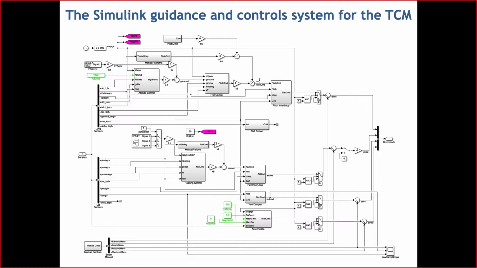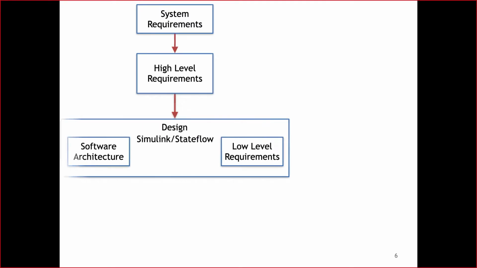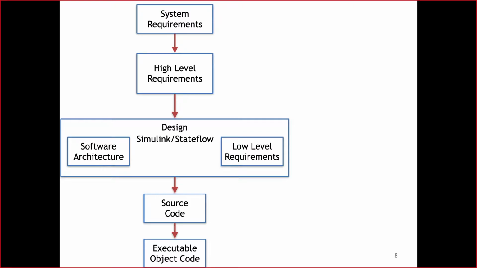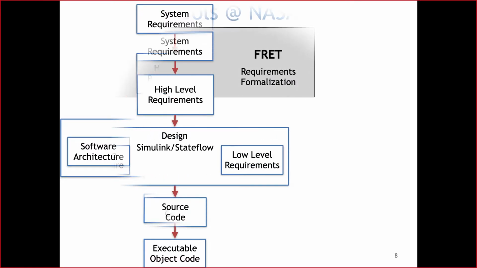Simulink for model-based development. So for any system, we start with requirements, high-level requirements, and then we design the requirements at some lower level. Simulink is not as low-level as C code, but in Simulink we can simulate the model, we can execute the requirements, and then we can auto-generate the source code, and that source code can be used later to be embedded in the hardware.